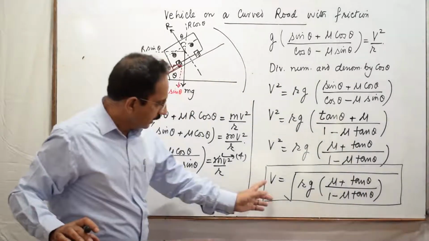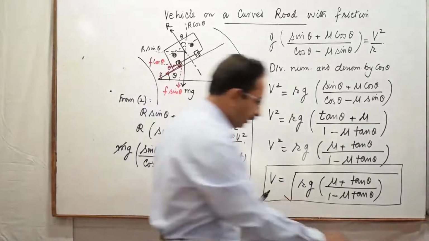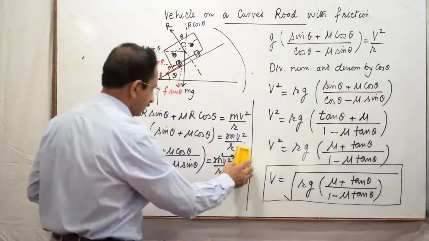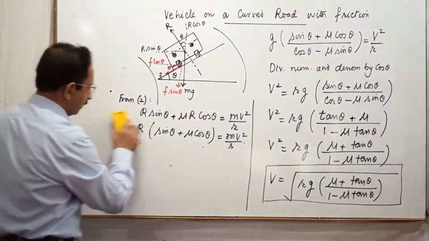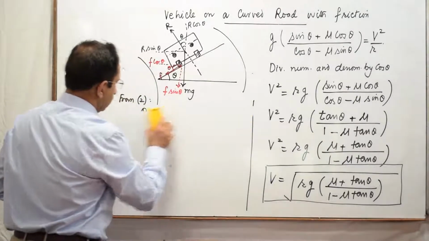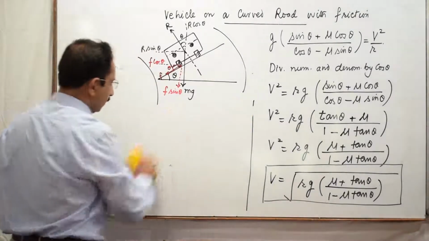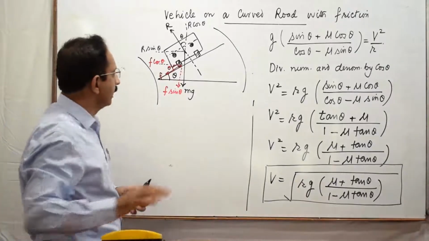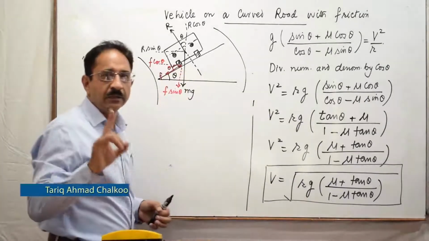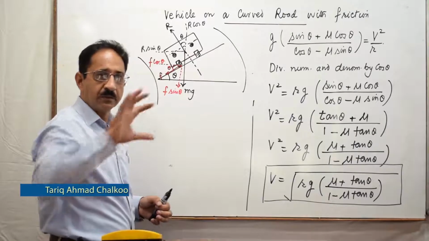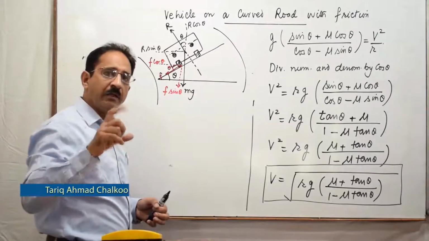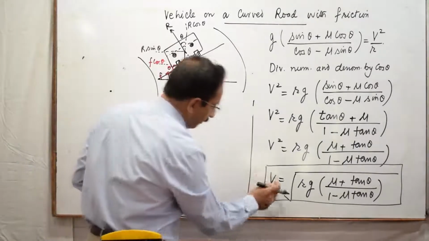Now you will see कि अगर ऐसा हो that we ignore friction in this case. Suppose हम friction between tires, हम tires और road के बीच में जो friction है उसको ignore कर दें. So curve है, banking है. Theta is there, R is there. That means the road is still curved and it is banked, but we are ignoring friction. What will happen to this relation?